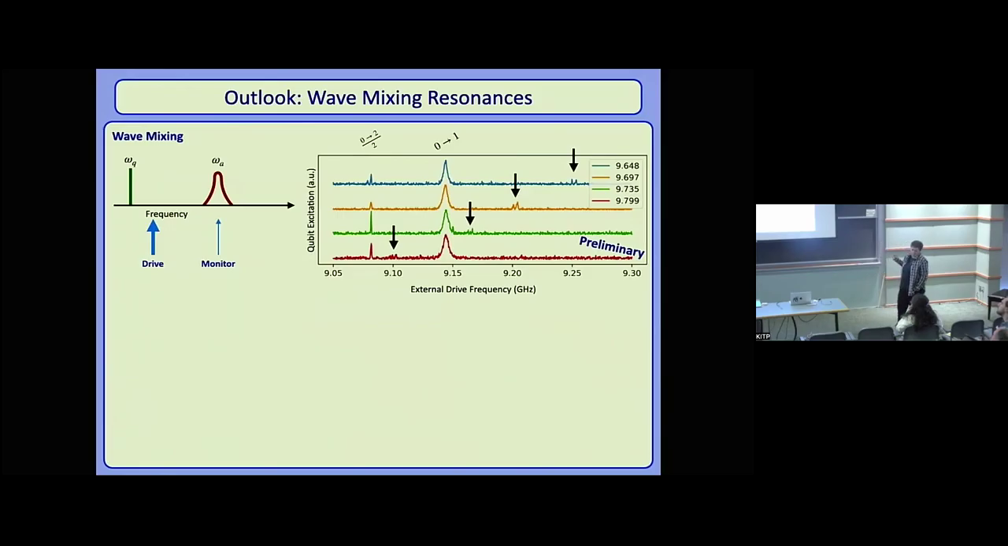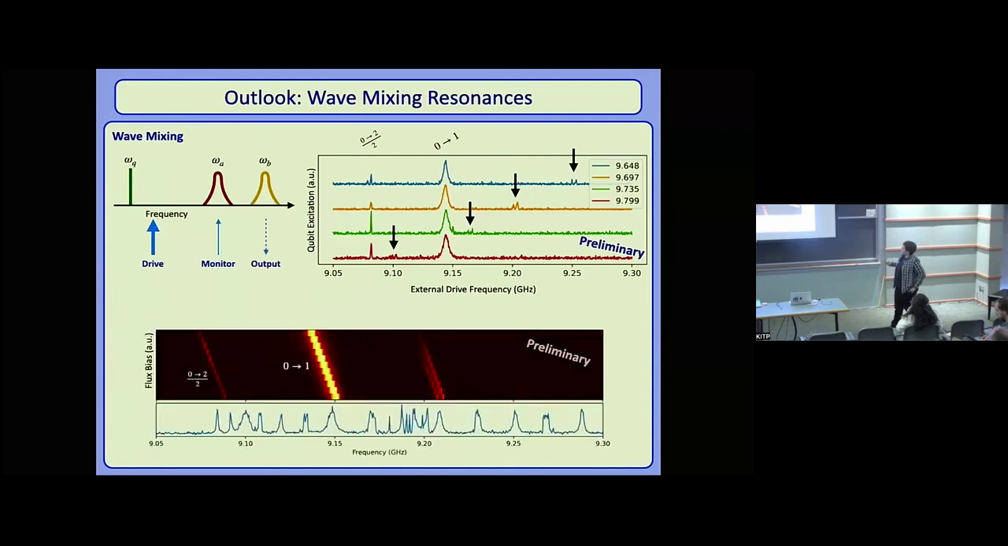But what we think these actually are is a 4-wave mixing type process where you absorb a monitor photon and a drive photon, you excite the qubit, and you produce a 4th photon. And if we look as a function of flux bias, we can see that this extra peak tracks the qubit frequency, and we can also try to infer the mode that it comes out at.